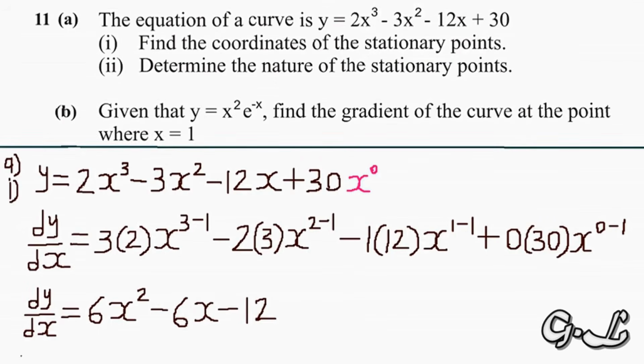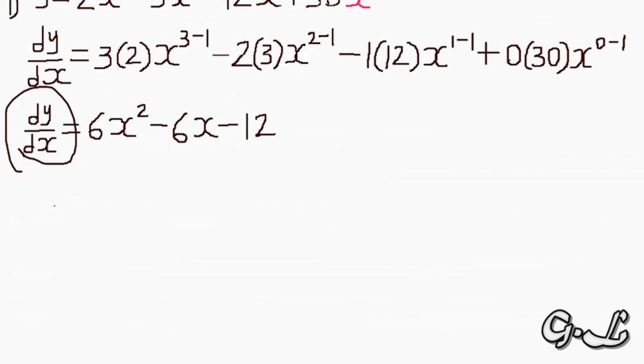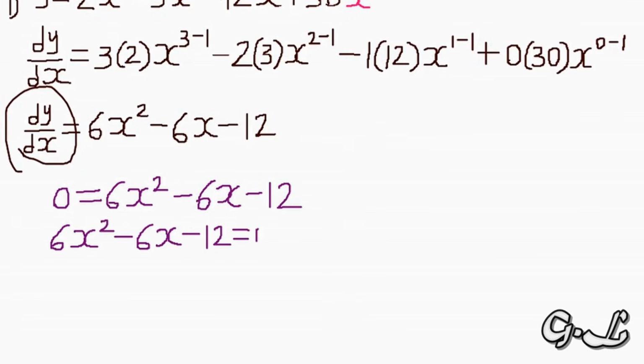Since they have mentioned stationary points, we're going to replace dy/dx with 0. So dy/dx will be 0. In such a case, 0 is equal to 6x squared minus 6x minus 12. It will be 6x squared minus 6x minus 12 is equal to 0.